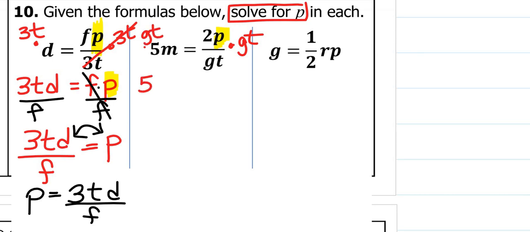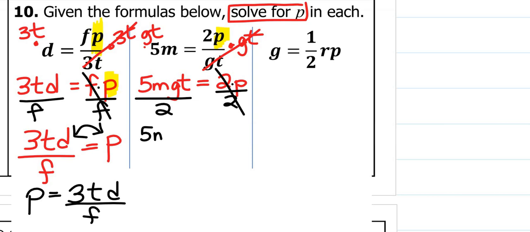So now we have 5M GT. None of those things can multiply together. They're not like terms. There's no number for 5 to multiply by. M, G, and T are all different letters, so all you can do is put them next to each other. On the right-hand side, this cancels. Equals 2P. Last step, I want to get rid of the 2 in front of P. So I need to undo the multiplication. Divide out 2 from both sides. So now we have 5M GT over 2 equals P.